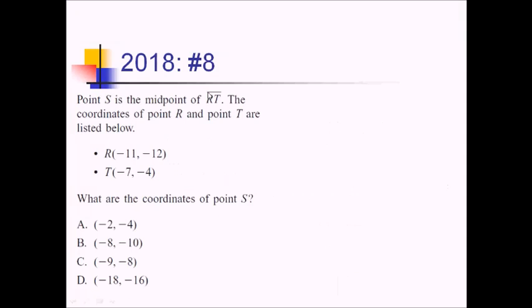For number 8, point S is the midpoint of segment RT, and the coordinates of R and T are given below. So R was negative 11, negative 12, T was negative 7, negative 4. Based off of this, we want to know the coordinates of point S. So basically, they're asking for the midpoint of these 2 points right here. So in general, the midpoint formula is going to be this one right here, x1 plus x2 over 2 and y1 plus y2 over 2. Basically, you're just averaging the x values together and averaging the y values together.